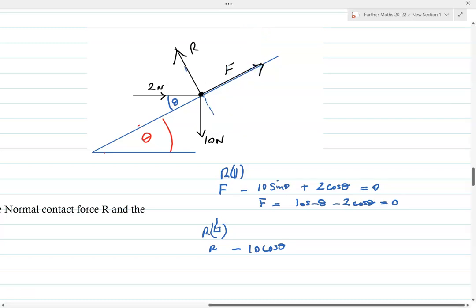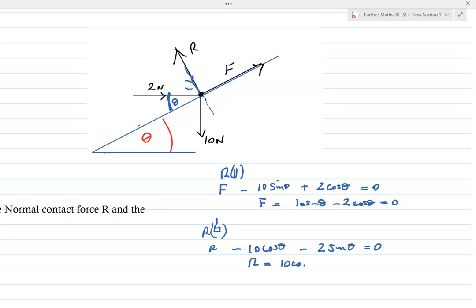Now let's turn to the 2 Newton force. That's going into the plane like this. And again, this time it will be in the opposite sign because it's going in that direction, which is negative. So that's minus 2. Then we've got to decide whether it's sine or cos. Well, we've got, again, this space here. The angle we've marked here is theta. So that's 2 sine theta equals 0. So that's R equals 10 cos theta plus 2 sine theta. So that's our first part done.